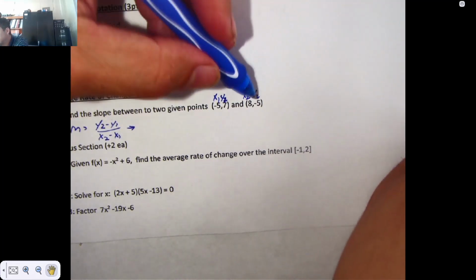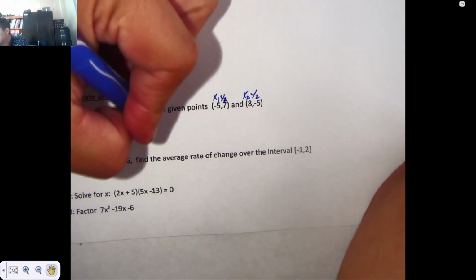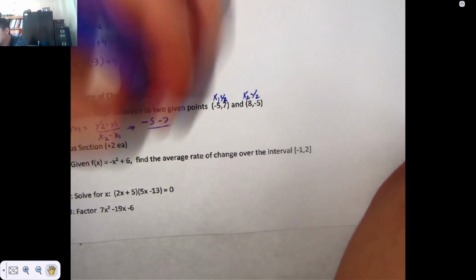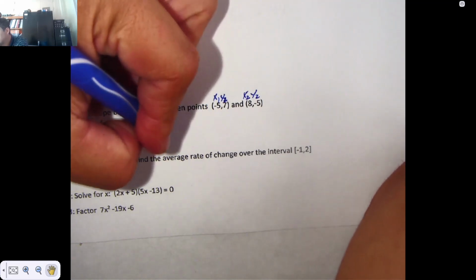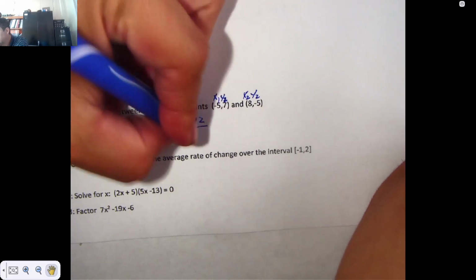So plugging in, I would have negative 5 minus 7, sitting over 8 minus a negative 5. And that would give me negative 12 over positive 13.